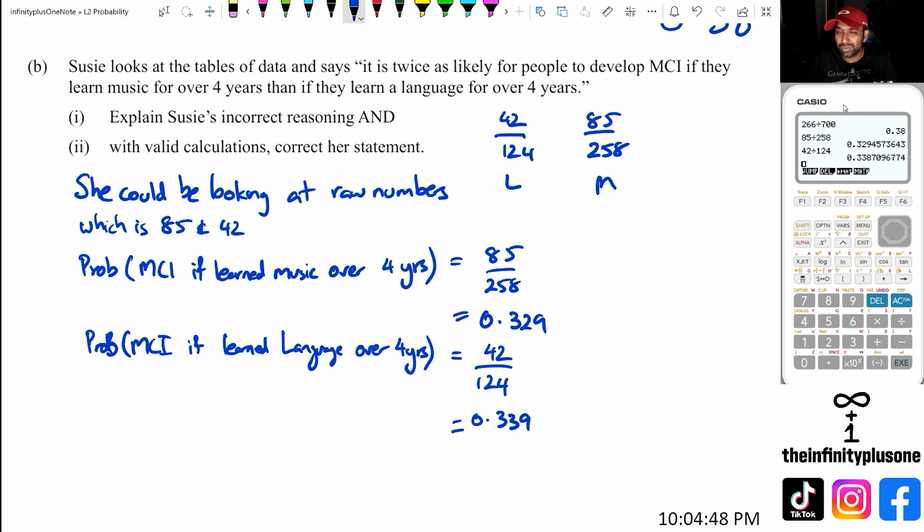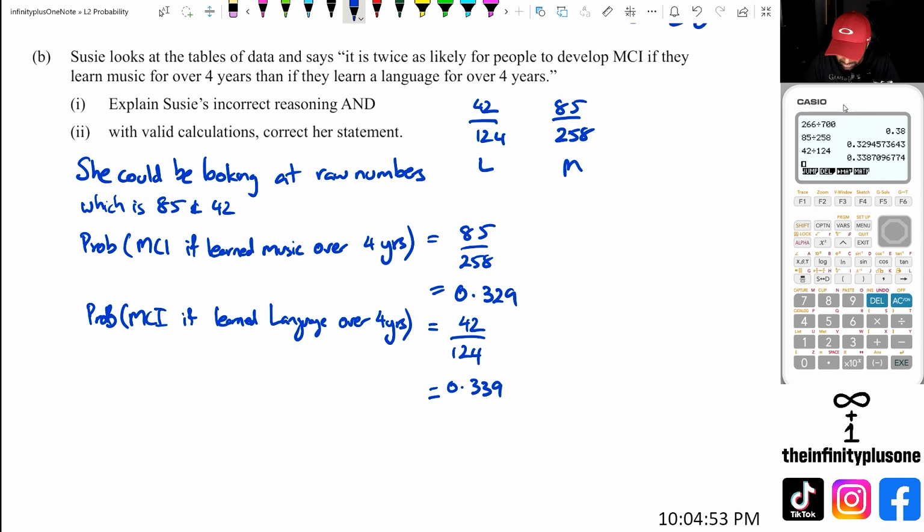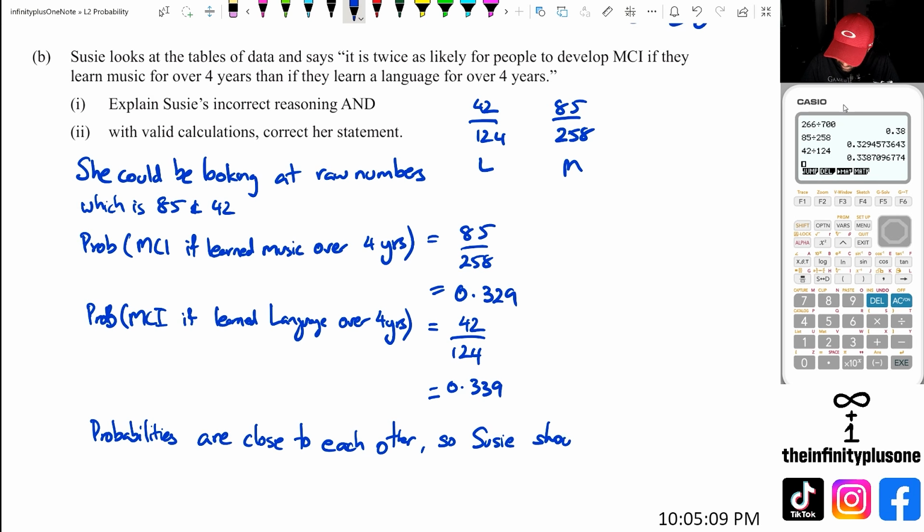So as you can see, when you look at the probabilities, these probabilities are actually pretty close to each other. So we can actually say probabilities close to each other. So Susie should say something like, chance of developing MCI is very similar. Sorry, I'm just writing this in a short form. You guys need to make sure you write a bit more in your exam. Very similar for that.